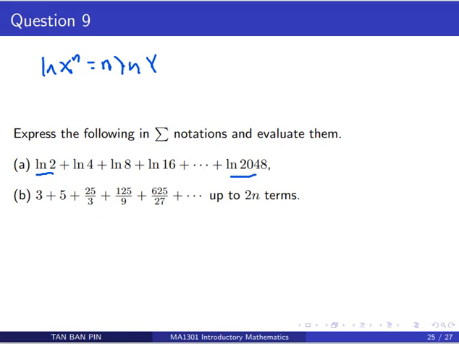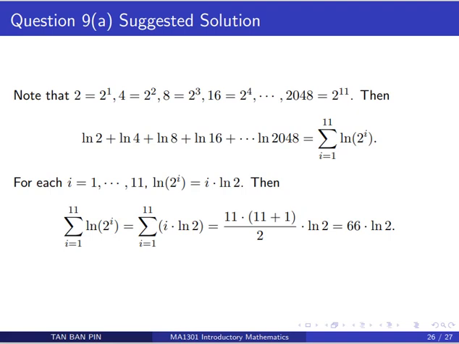Let's look at the solution. First we observe that 2 is 2 power 1, 4 is 2 power 2, 8 is 2 power 3, 16 is 2 power 4. Continue this way, 2048 is 2 power 11. So which means you can rewrite ln 2048 as ln 2 power 11.